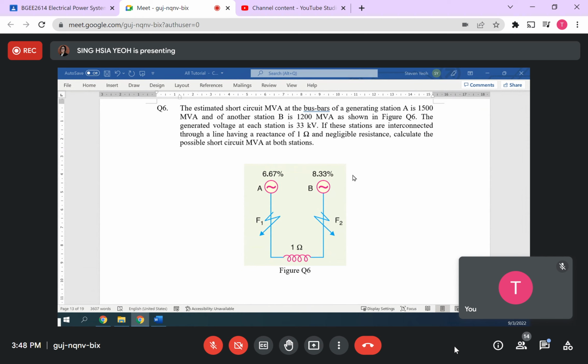Okay, question 6 is a little bit special. Estimate the short circuit MVA at the bus bar of generating station A.